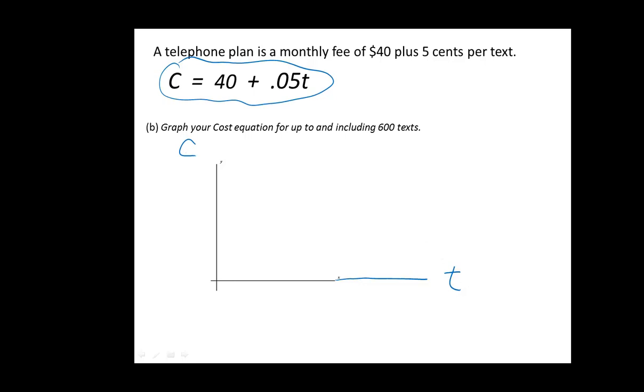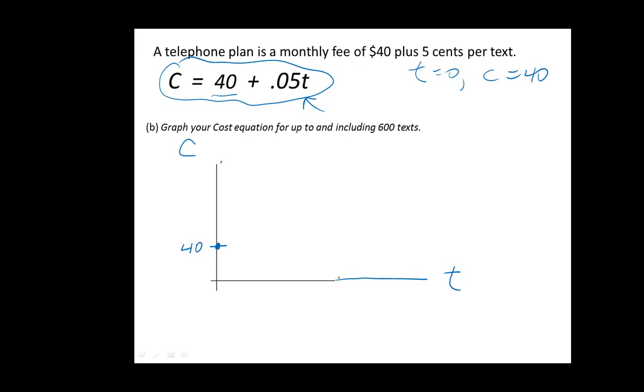Now one thing right away, I can see that if my text is equal to 0, my cost is going to be 40. You can see that by actually putting in 0 for T, and you would get out 40 for the cost, or in other words, what would normally be our y-intercept. In this case, this is our cost intercept. So this is where our graph is going to start.